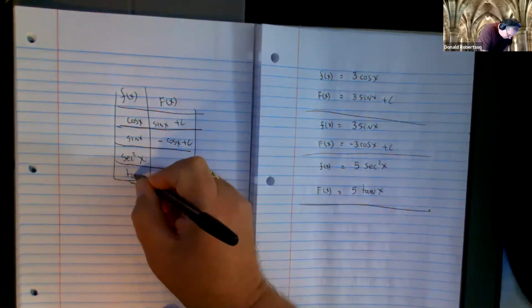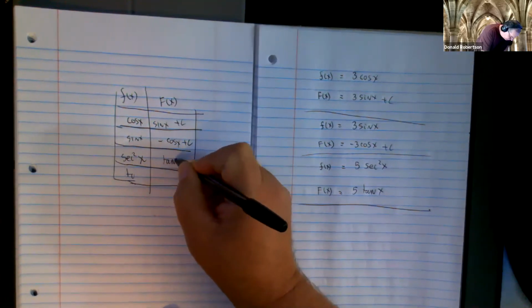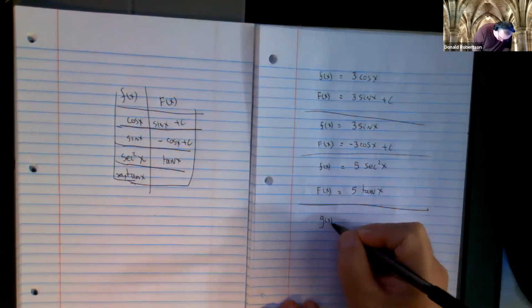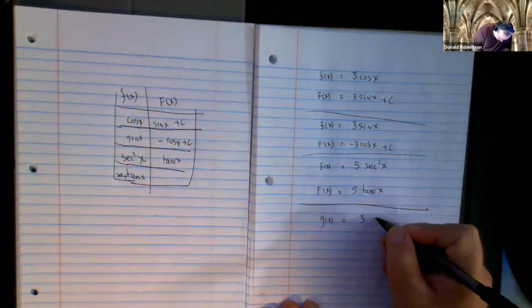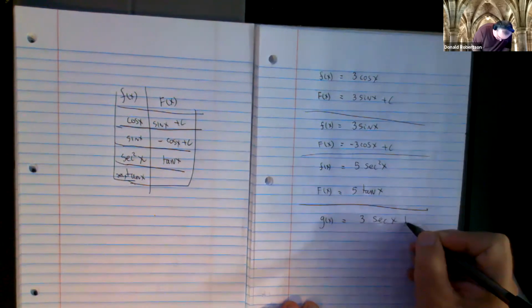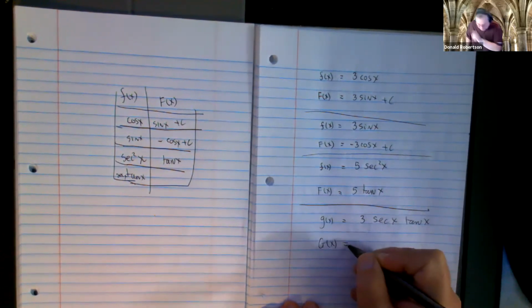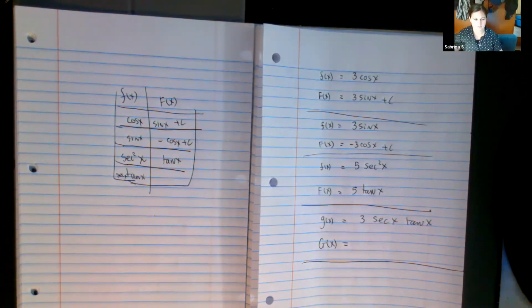So that one is an X. And the last one, well, I'll change letters because I can. What would the antiderivative of a 3 secant tan get you? 3 secant.